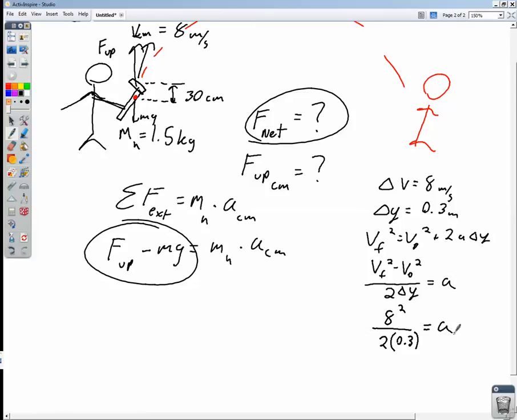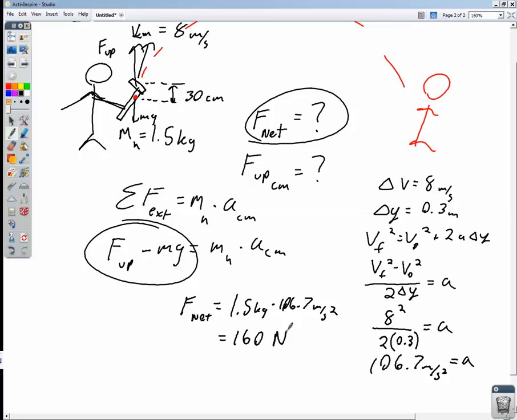Plugging that into the calculator, I got 106.7 meters per second squared for the acceleration. That's quite a large acceleration. So 106.7 meters per second squared is a, so plugging that in here, F net is equal to the mass of the hammer, 1.5 kilograms, times 106.7 meters per second squared. And putting that into the calculator, we end up with 160 newtons, which is not a huge force, so it seems kind of reasonable.